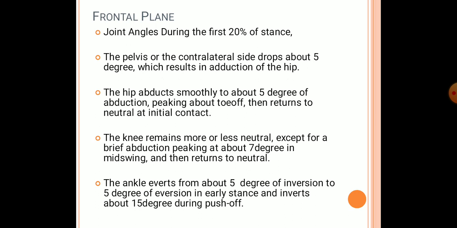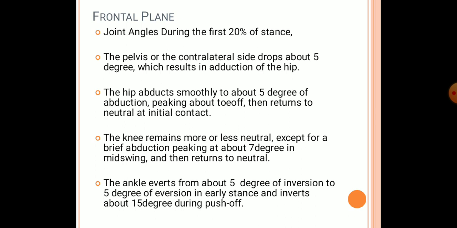The hip abducts smoothly, about 5 degrees of abduction, peaking about toe off and returning to neutral at the initial contact. So at the beginning of the gait cycle, the hip is in a neutral position between abduction and adduction. But when it comes to toe off, it gives a maximum peak of 5 degrees of abduction, and again it comes back to the neutral position when we go for initial contact.